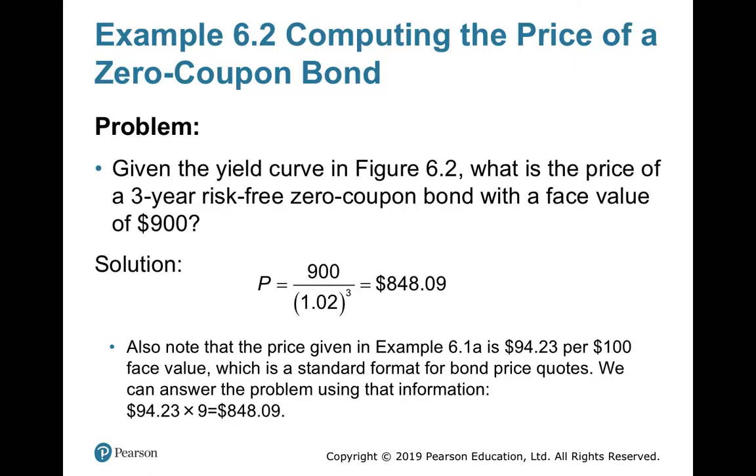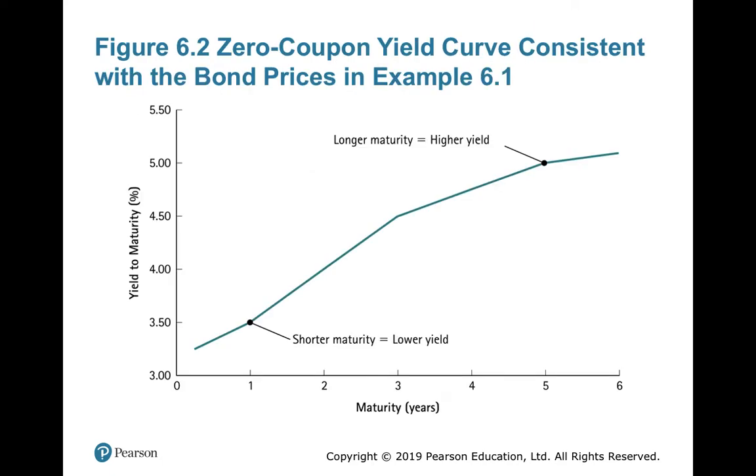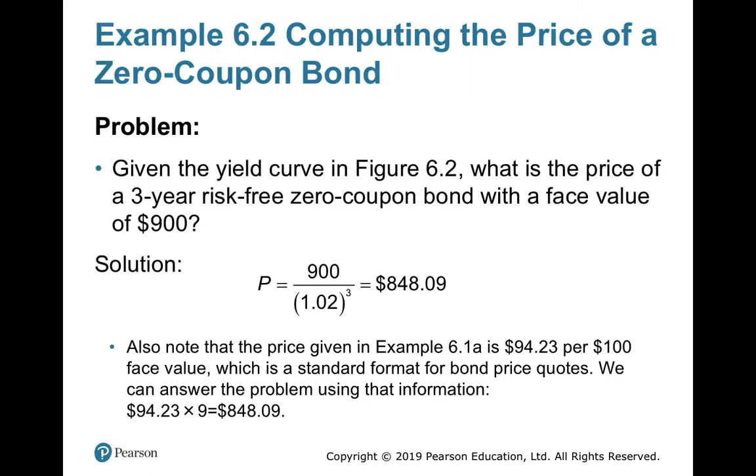There is a question here, given the yield curve in 6.2. 6.2 is this figure. Here the yield curve is given. 1 year is 3.5, 2 year around 4%, 3 year around 4.5%, 5 year around 5%. So taking this yield curve, what is the price of a 3 year risk-free zero coupon bond with a face value of 900? You know the time value of money from your Fin 200 course, the basic corporate finance or financial management course, where we learn time value of money.